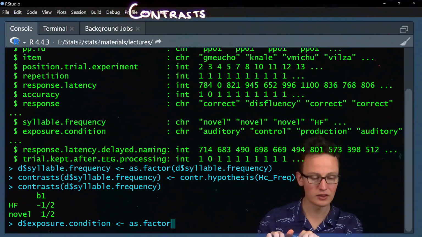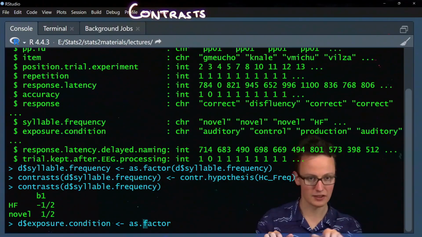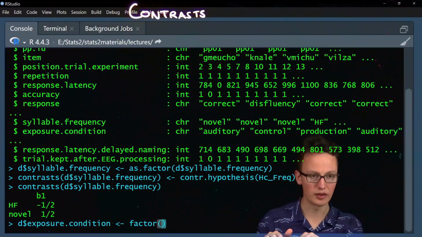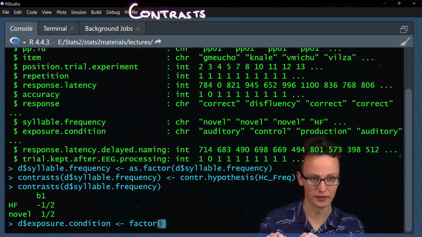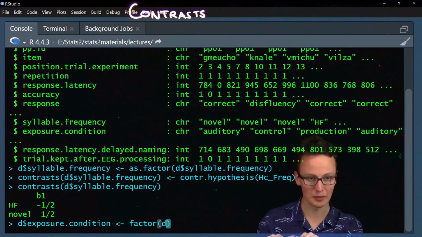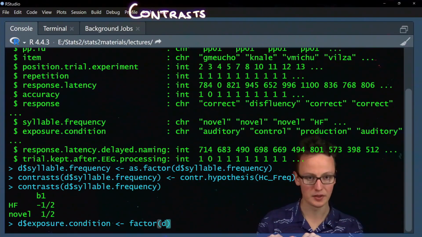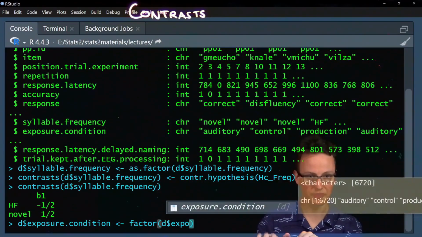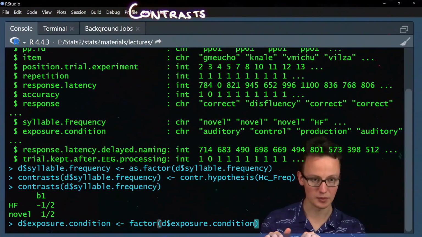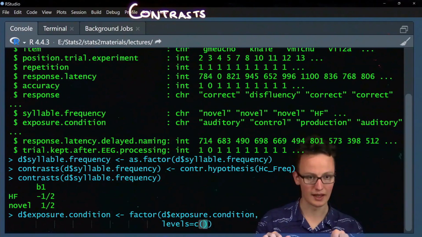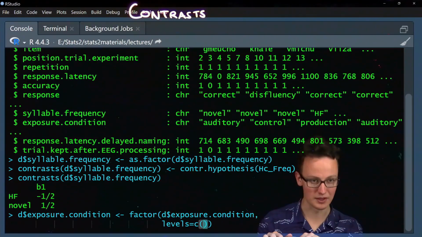We could use as.factor to do that, or a very similar function is the plain factor function, which additionally allows us to define the order of the levels of this new factor. The advantage is that we can make sure the order matches the order that we also used in the hypr call. Otherwise we might get a warning message. So we're going to say we want this to be the factor of this string column exposure condition. And here we have the second argument, levels, in which we give the names of the levels as a vector of strings.